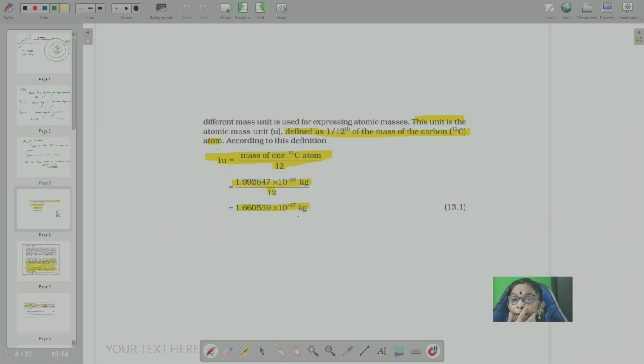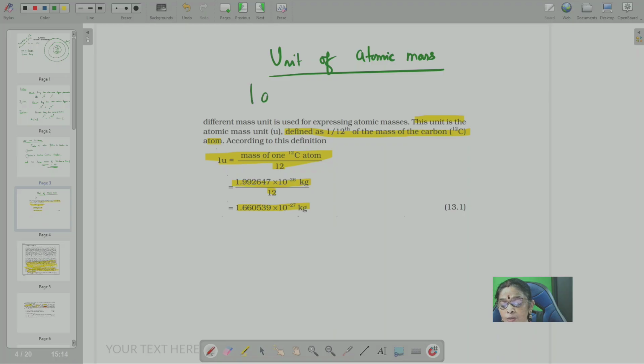Now let us say about the carbon atom, which is so special. In chemistry also you have learnt, a different mass unit is used for atomic masses. So the unit of atomic mass is otherwise called 1 atomic mass unit. That is nothing but 1 AMU.